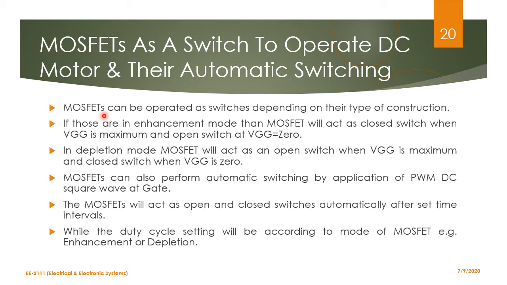The phenomenon of using MOSFETs as a switch is different for enhancement and depletion modes, because in enhancement mode, when we apply the voltage, the MOSFET will act as a closed switch, while on the application of voltage in depletion mode, the MOSFET will act as an open switch. So both cases are different. MOSFETs can also be used as an automatic switch by using a PWM DC square wave, and duty cycles will be adjusted according to the type of MOSFET.